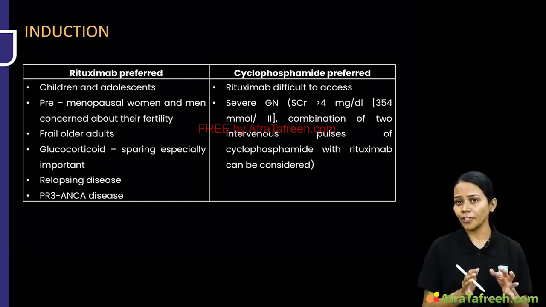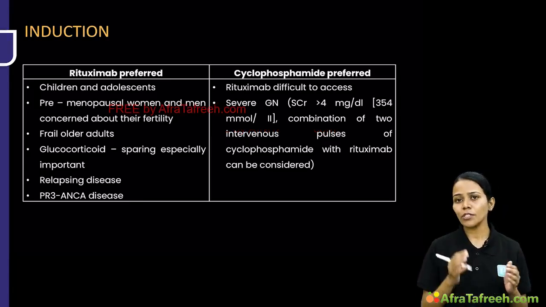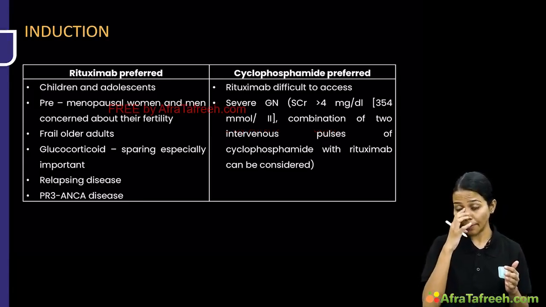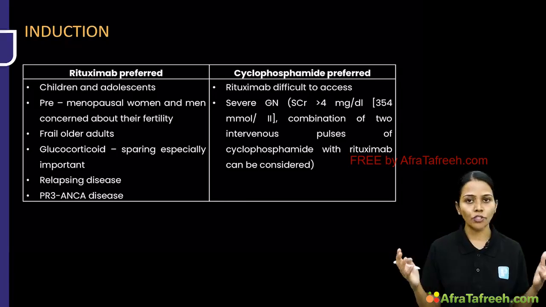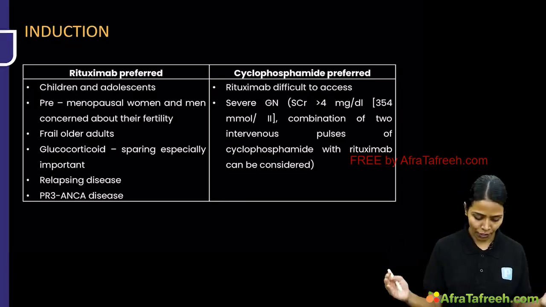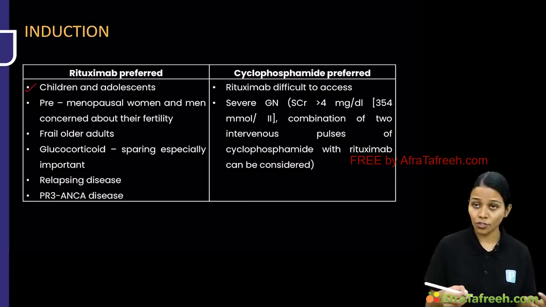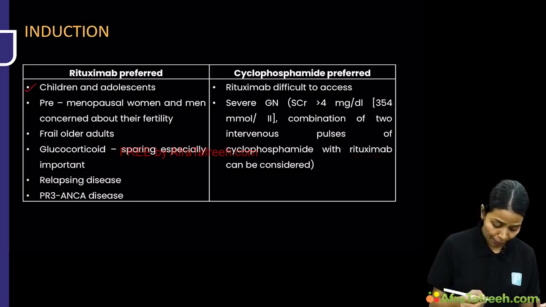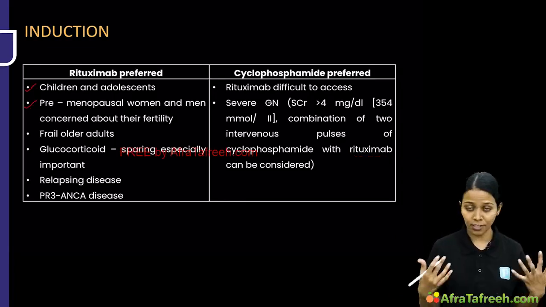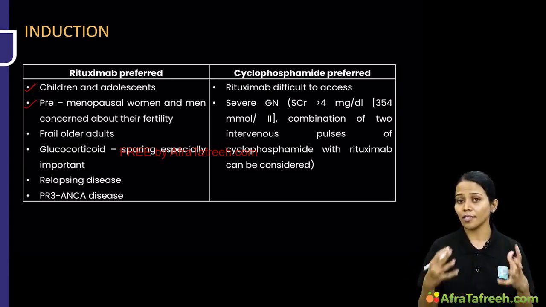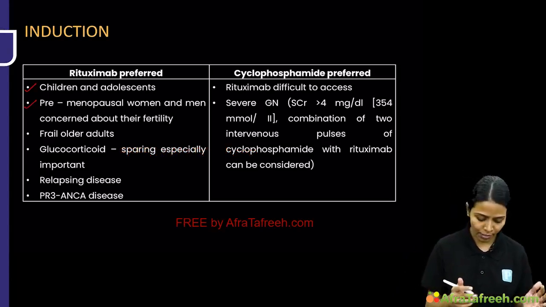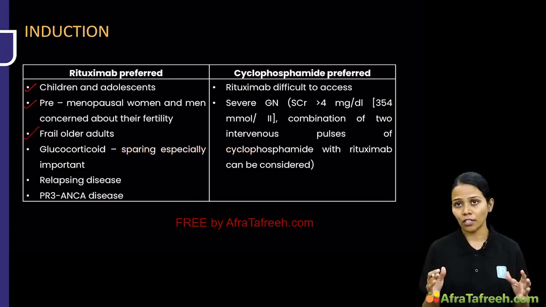Now, coming back to induction, we said glucocorticoid plus cyclophosphamide or rituximab, right? So in which group of patients will you prefer rituximab? Rituximab is generally a safe drug compared to the amount of immunosuppression it causes, or maybe its fertility issue or malignancy issue. This is important in the extremes of age group. In children and adolescents, you will consider rituximab. In premenopausal women and in men concerned about their fertility, that is a middle-aged person coming with vasculitis who is concerned about their fertility, you have to consider this. Third is frail old adults. So based on age group, these are three important groups.